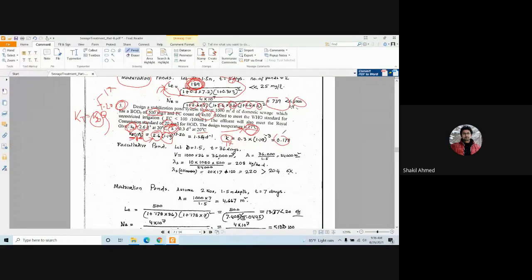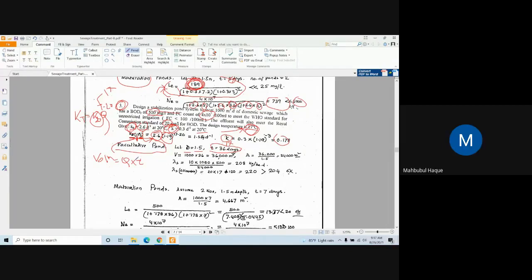So for the facultative pond, let's say d equals 1.5 meter, t equals 36 days. Okay, so what will be the volume? The volume equals to what? Q into T. Am I right? Sir, volume equals Q into T. Yes, go ahead.